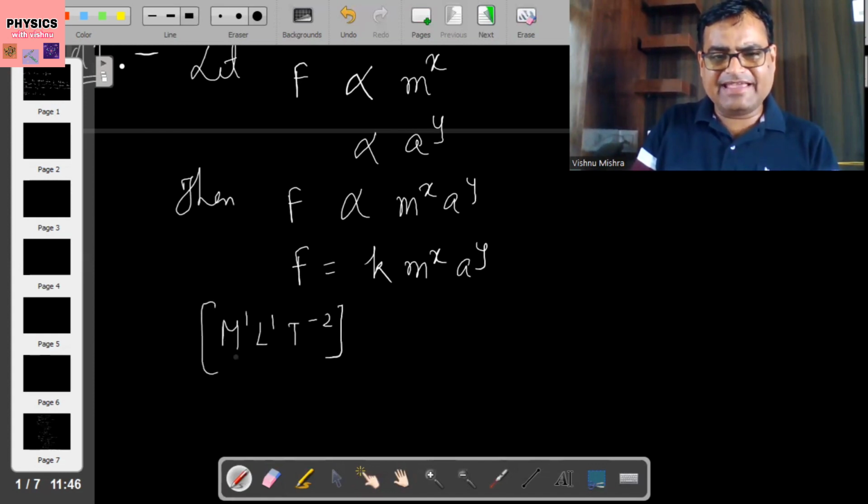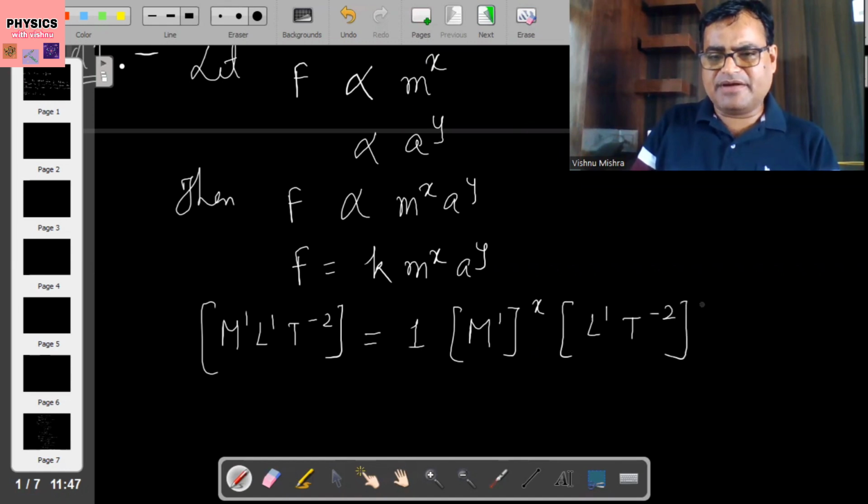Got it? And K is dimensionless. Already I told that dimensionless means 1. M0 L0 T0 means what? 1. M is the mass. Its dimension is M1, and that power is x. A is the acceleration. Its dimension is L1 T minus 2, and power is y. Now collect the powers: L^y T^(minus 2y).